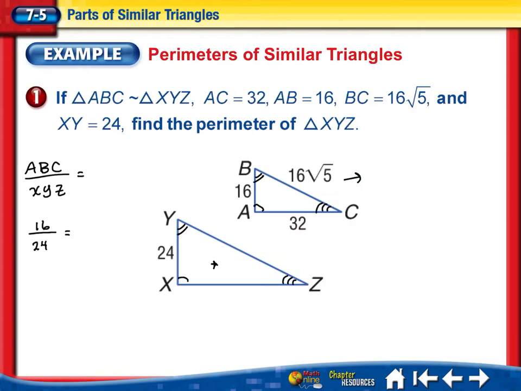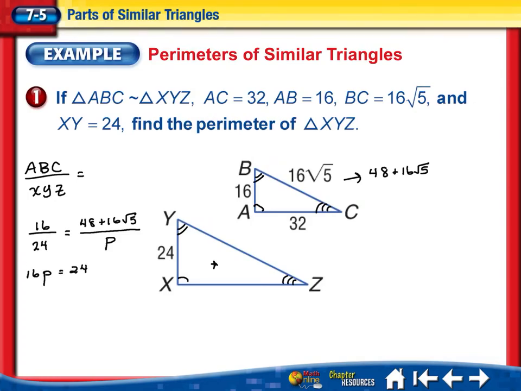Now I'm going to set those equal to the perimeter of each triangle. If I find the perimeter of this triangle, if I add 16 plus 32, I get 48 plus 16 root 5. Now you could change that to a decimal if you want to. I'm going to leave the radical in there and change it to a decimal at the end. So the perimeter of triangle ABC is 48 plus 16 root 5 all over, oh, I don't know the perimeter of triangle XYZ, so I'm just going to call that a capital P for perimeter. To solve this proportion, we're just going to cross multiply.